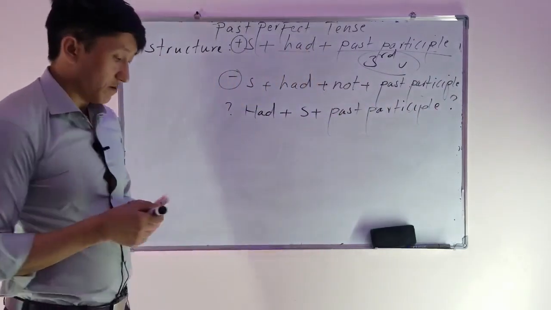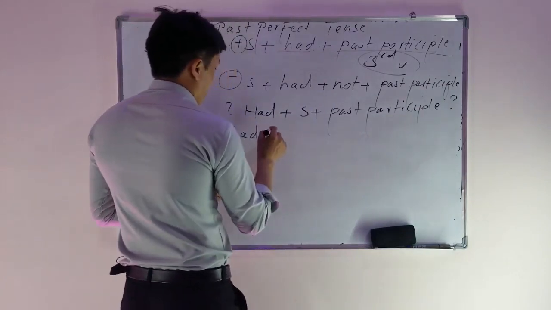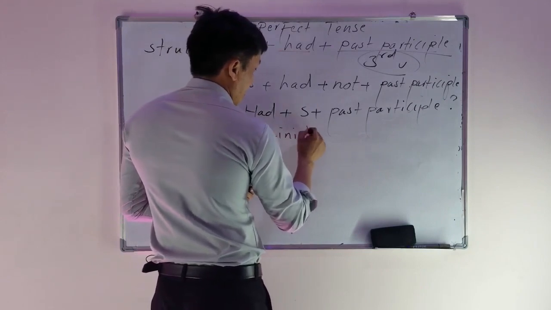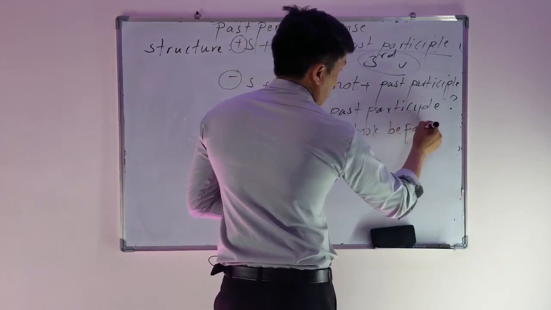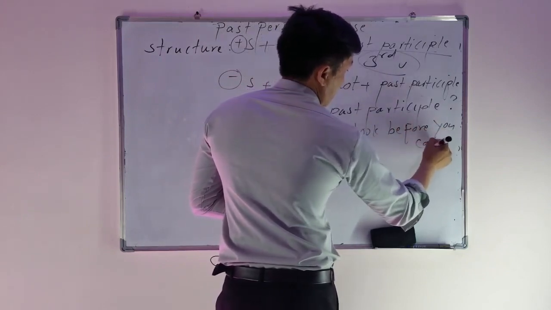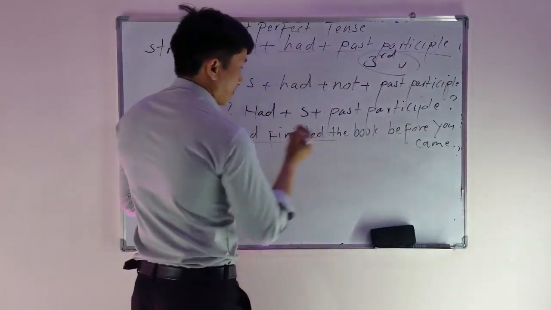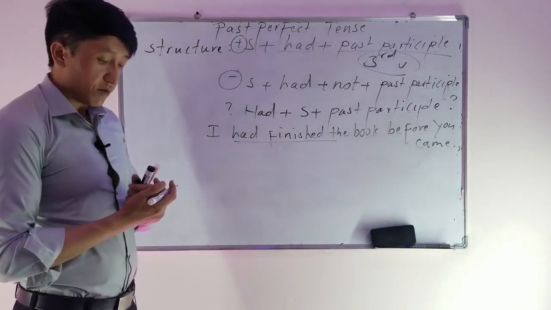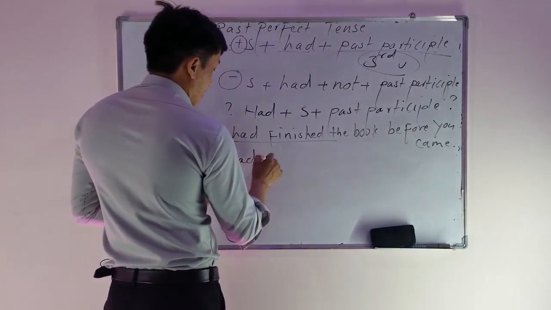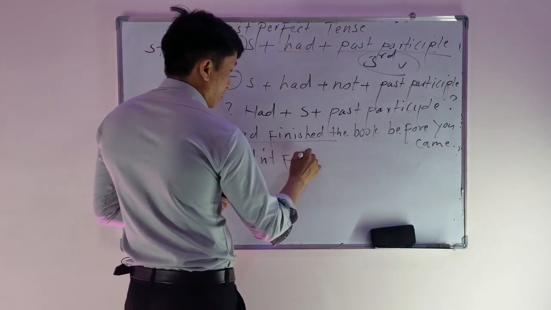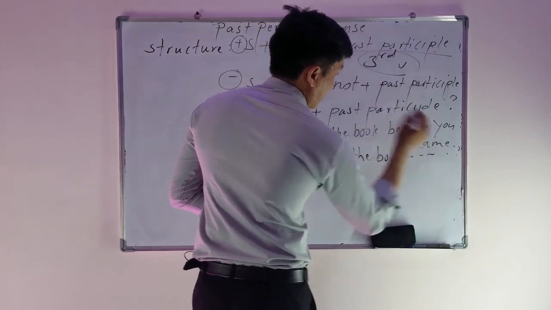For example, I had finished the book before you came. In this sentence, this is the past perfect, and this is a positive sentence. If I want to change this to negative, I have to use not. For example, I can say I hadn't or I had not finished the book. And you can write the rest of them.